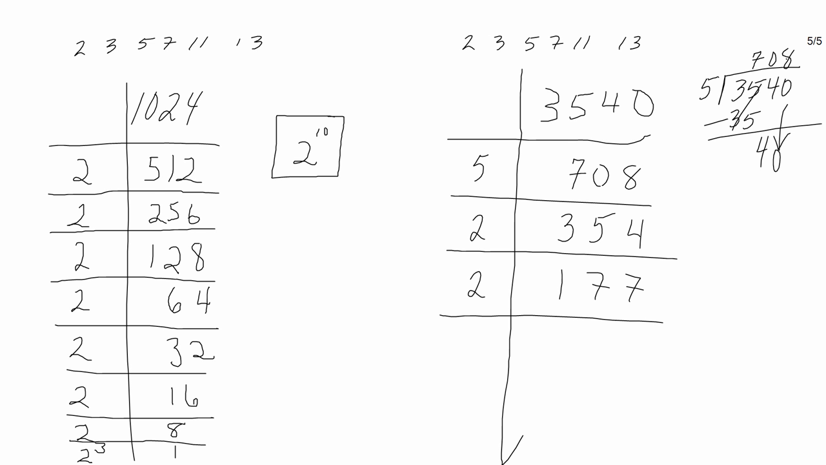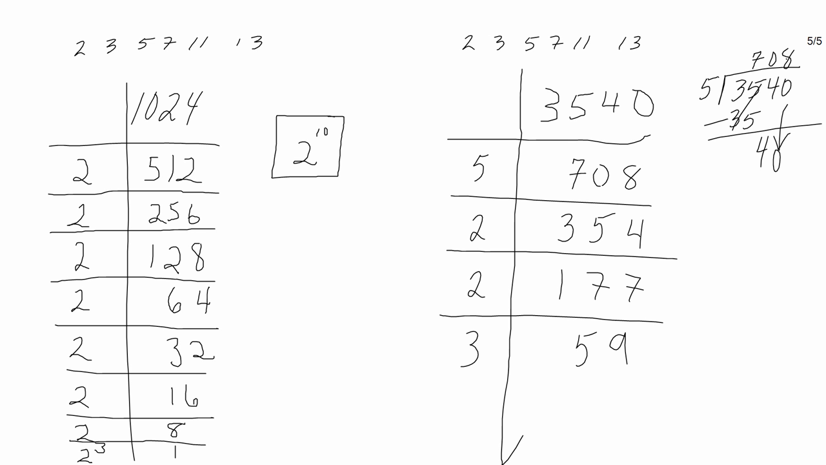Let's try 3. 3 will go into 27, 9 times. Good. I think we're done. Unless you try 11. 11 is 55. No.